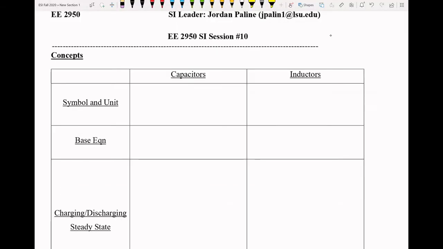All right, welcome to the 10th EE2950 SI session. Today we're going to be looking at capacitors and inductors. This is going to be the next part in our course.